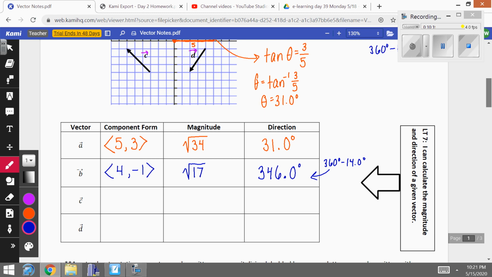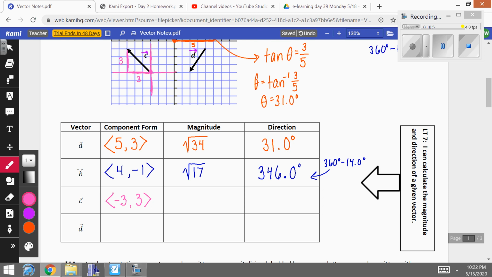Okay, if you paused it, great. If not, I know some of you are not doing that, and that's okay. But let's look at C here. Again, this is my initial point. I'm going to think about this as my new axes. I'm going to put that in standard position right here, just to help me think through it. If I draw this in, the horizontal is going 3 to the left. The vertical is going 3 up. So my component form, it went left 3 and up 3, so negative 3, 3.